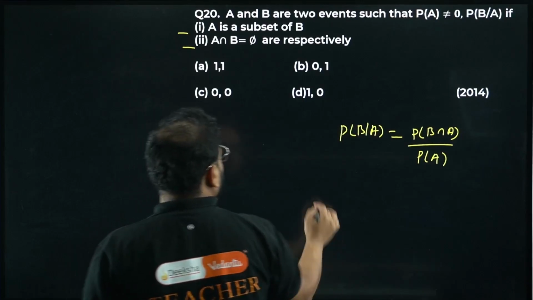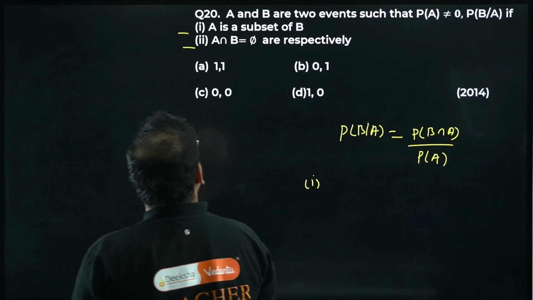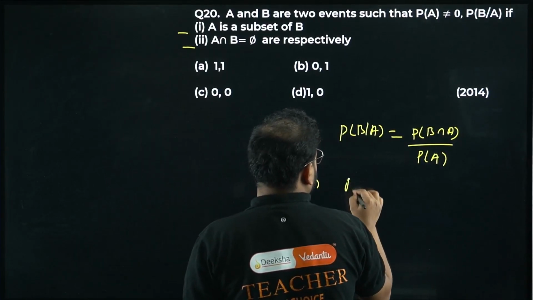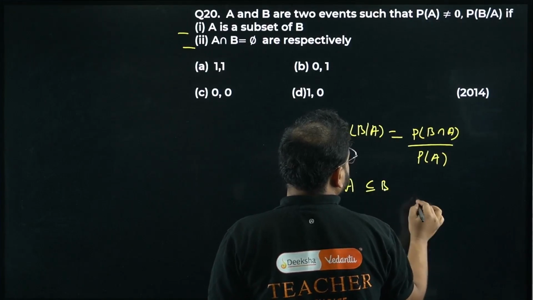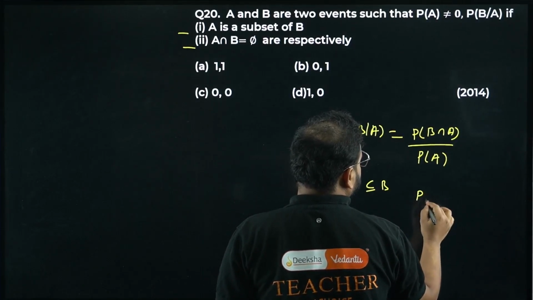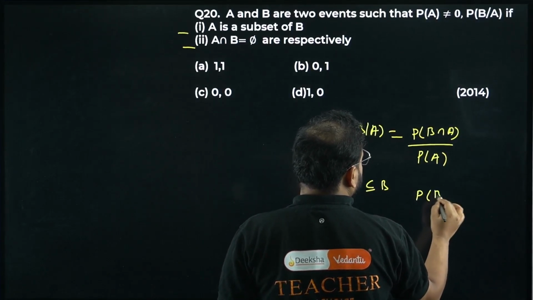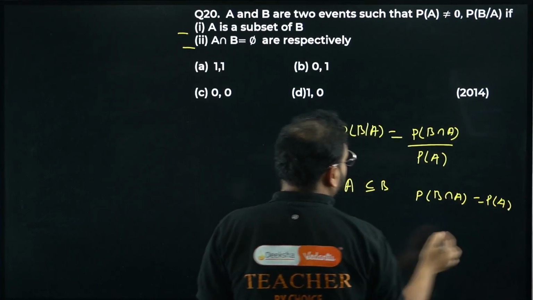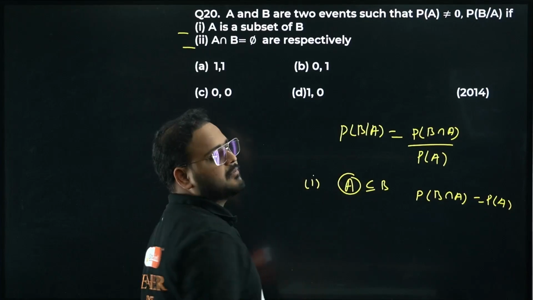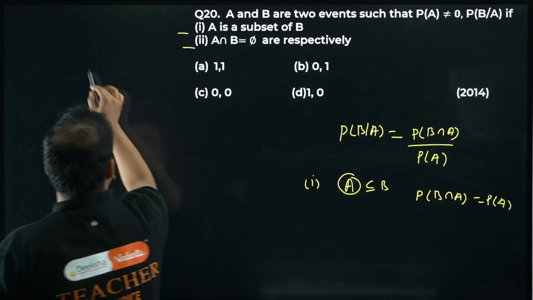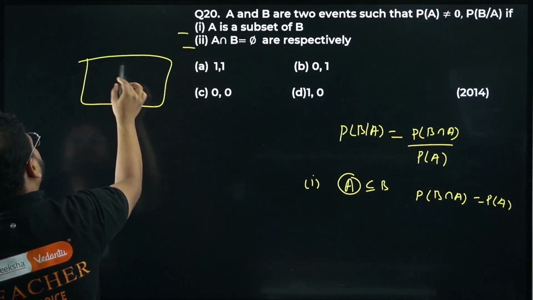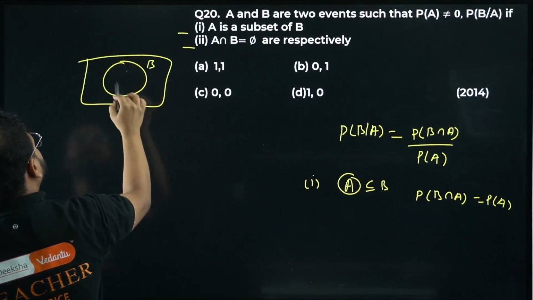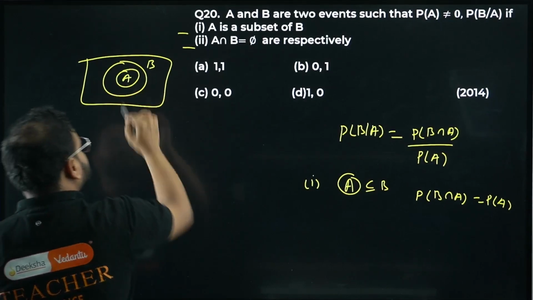Now we'll use case 1. What is case 1, sir? Case 1 is A subset of B. It means basically P(B|A) will become equal to, sir, P(A). Correct now? A is a subset of B, sir. Basically like this. Please check. B is over here, right? A is inside. So A is a subset of B.